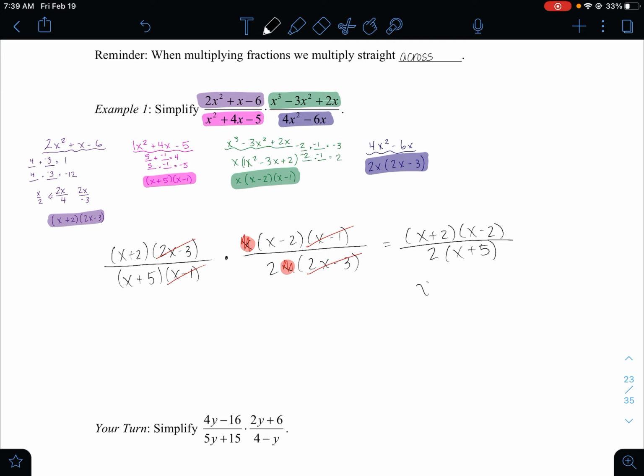So now I have to say, x cannot equal the values that make each canceled factor equal to 0. I had an x that I canceled, so x cannot equal 0. Then I canceled an x minus 1, so if I solve that, x cannot equal 1. And then I had a 2x minus 3, and if I solve that, x cannot equal 3 over 2, or 1.5. So those are the three values that x cannot equal. This would be my final answer.